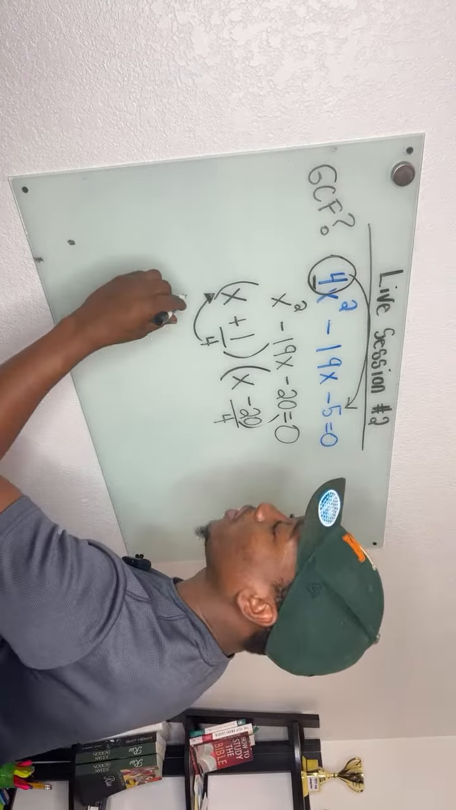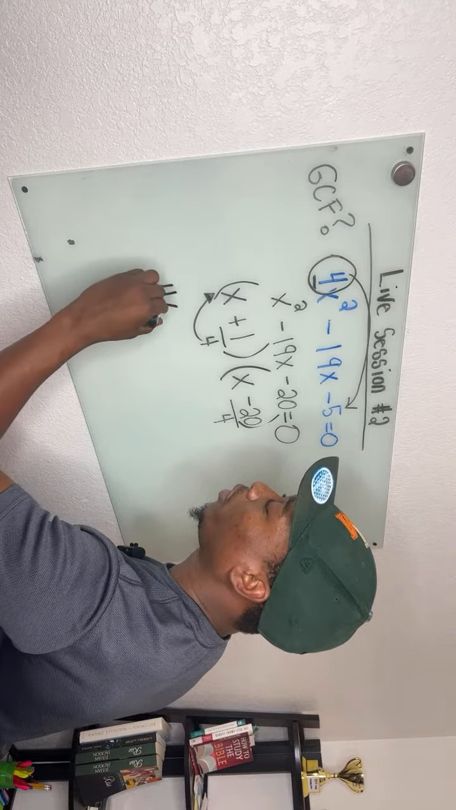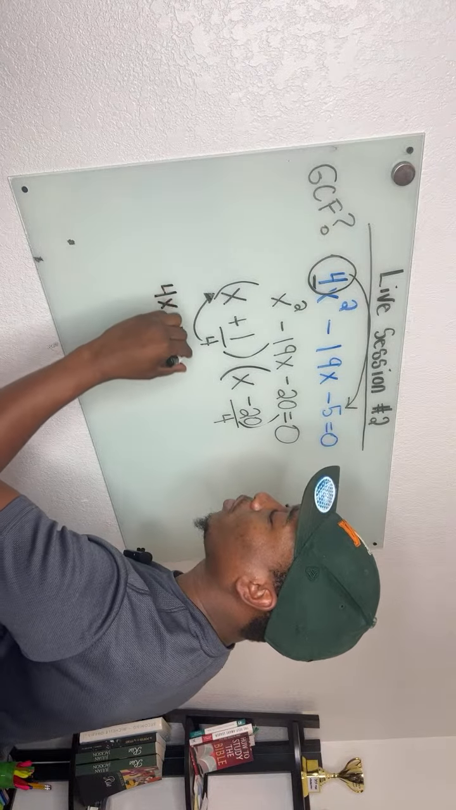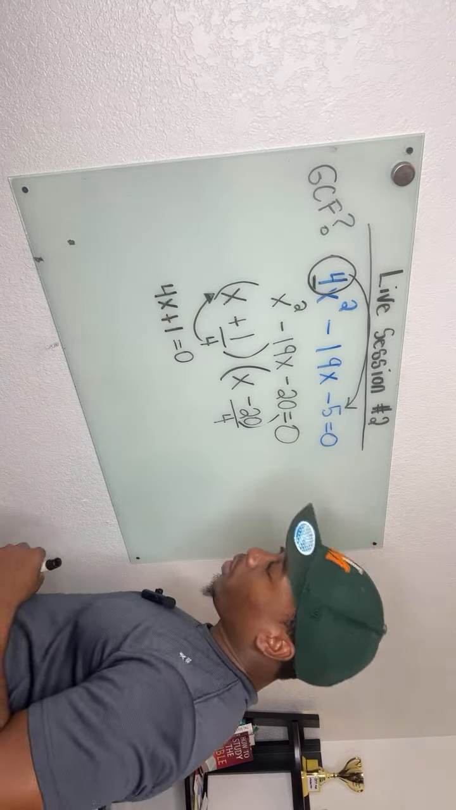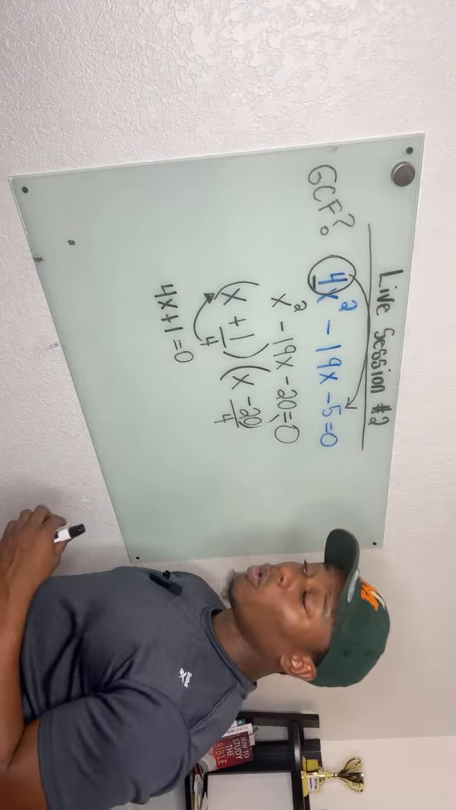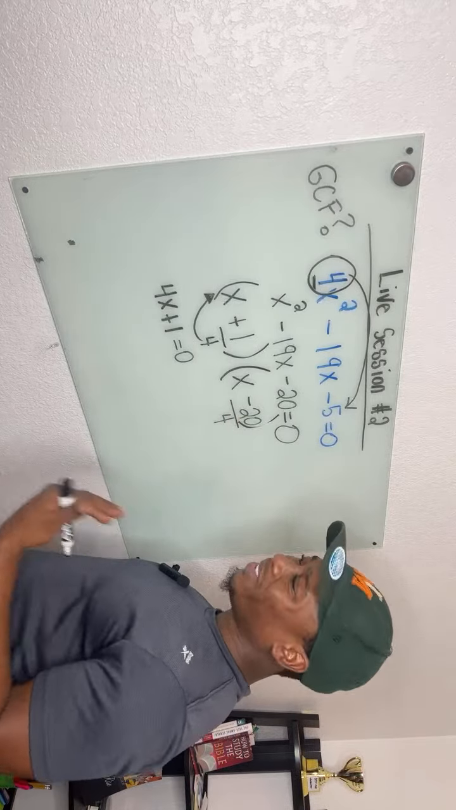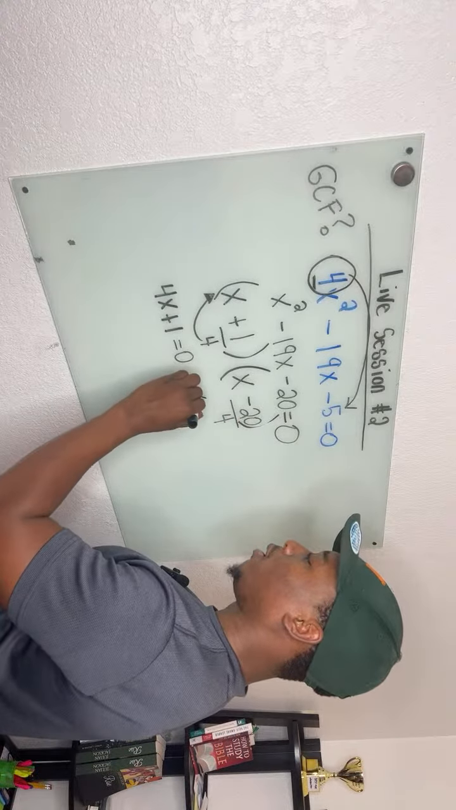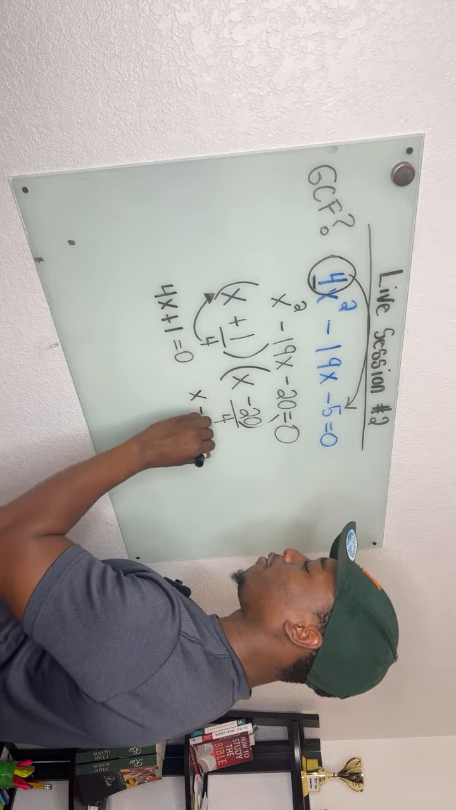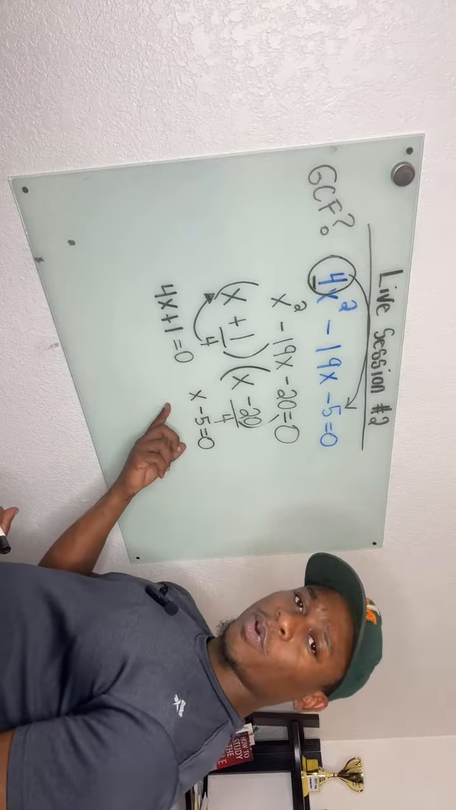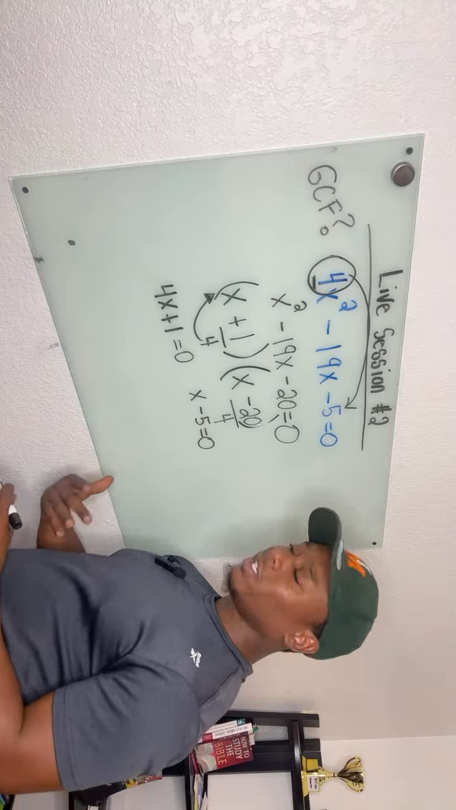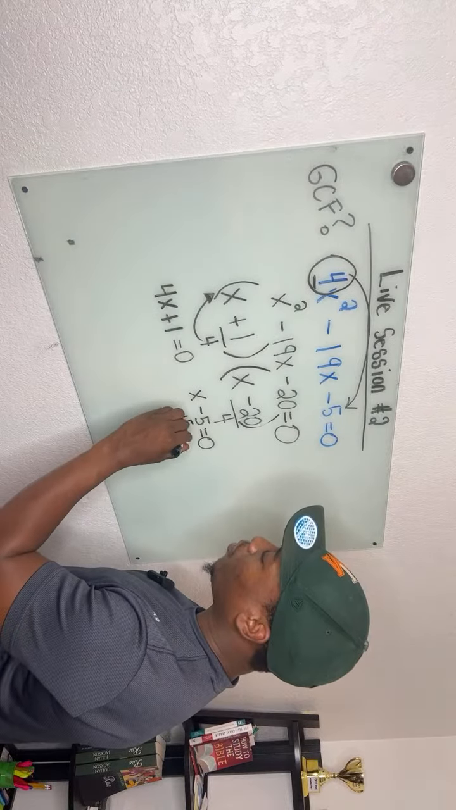So what happens is we're going to have 4x plus 1 is equal to 0. And then in our second one, when we are able to divide, we're just going to simplify: x minus 5 is equal to 0. So I'm going to stay on this part first because it's faster and easier. I'm going to add 5 on both sides.